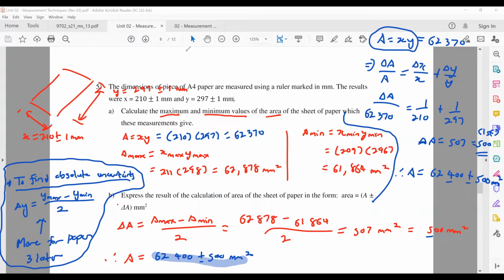So you notice that your answer here is actually the same as the answer here. So both methods are applicable. Okay, you can use this one also, no issues there.